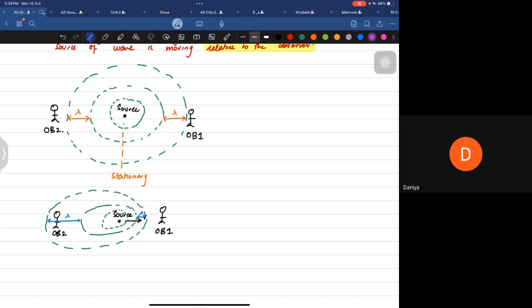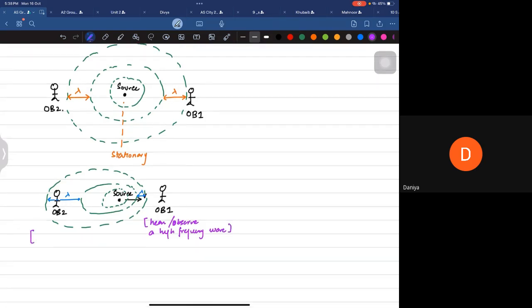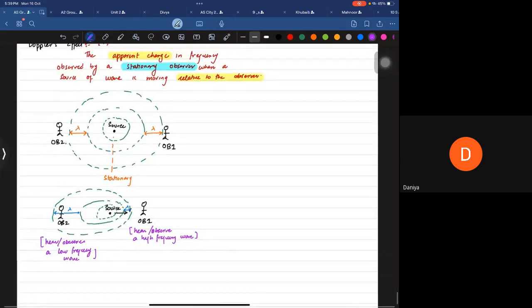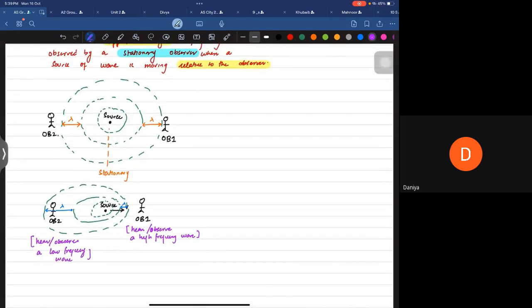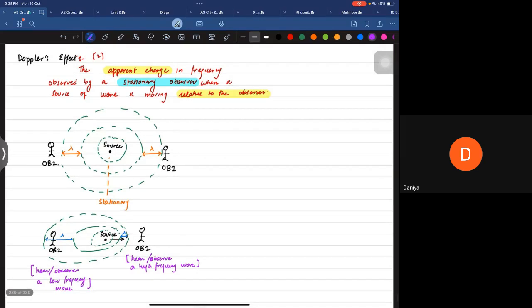So this person towards whom this source is moving is going to hear or observe a high frequency wave, and this is an apparent change, whereas this person is going to hear or observe a low frequency wave. Do you guys understand that? Yes. All right, you guys can draw this, and then I'm going to give you some real world examples.